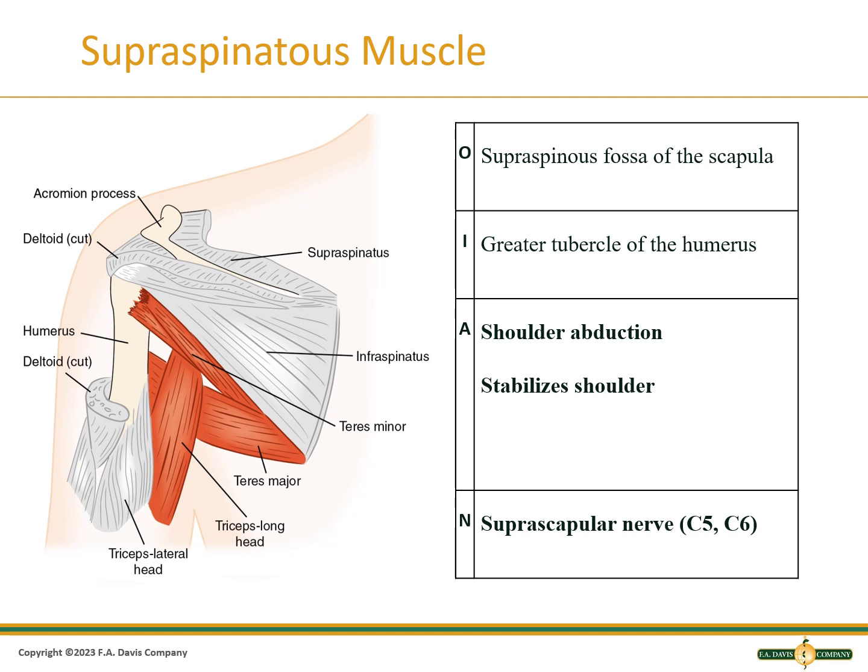Supraspinatus is one of our rotator cuff muscles. Remember, supra being above spine, spine of the scapula. So supraspinatus sits in our supraspinous fossa, and that's where it originates from, to insert on the greater tubercle of the humerus. Supraspinatus causes shoulder abduction and stabilizes the shoulder. So when we get into lab, we can palpate supraspinatus muscle activation by thinking about abducting the shoulder. And the supraspinatus is innervated by the suprascapular nerve.